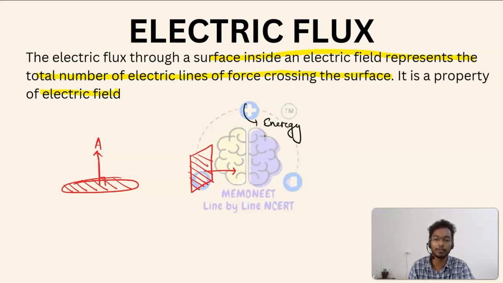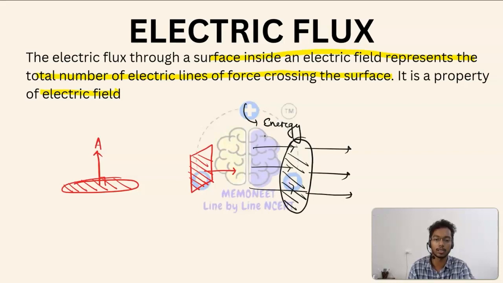Or we can say, in the electric field, let's say we have the electric field here, and the total number of electric lines of force crossing through the cross sectional area. This is the cross sectional area, and this is one of the surfaces we have, and the electric lines of force are crossing this CSA. So this property is called electric flux.